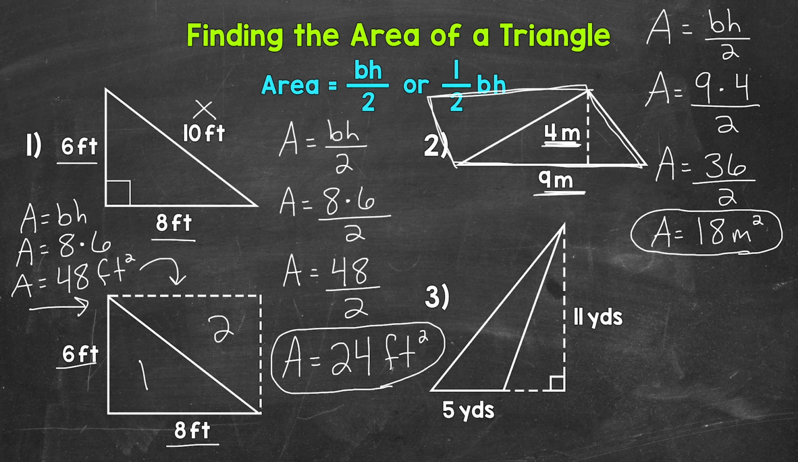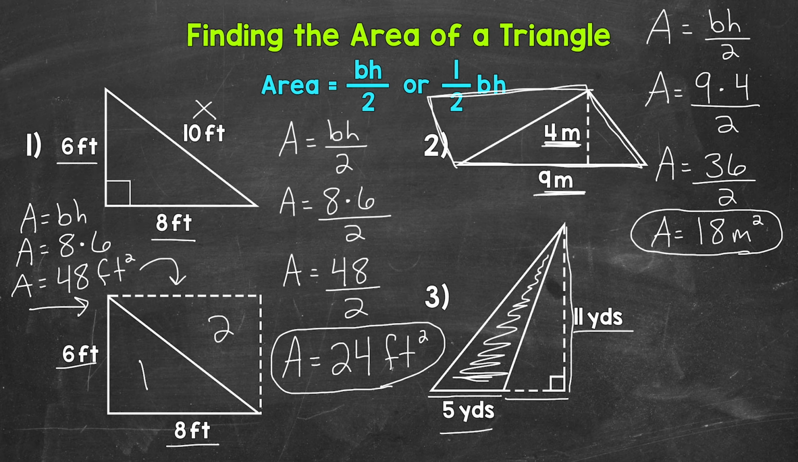Let's move on to number 3, where we have a triangle with a base of 5 yards and a corresponding height of 11 yards. Now this one looks a little confusing as far as how it's drawn out, but we are finding the area of this triangle right here. The dashed parts off to the side are to show the base being extended out. So we have the base right here, and then this part extends out, and we have the height going up from that extension. So the dashed parts are to show the height. So don't let it confuse you.